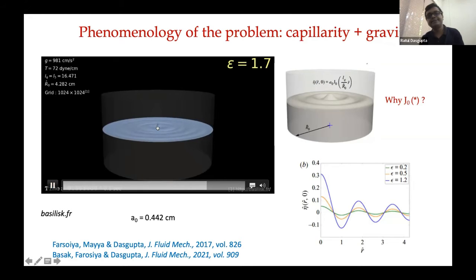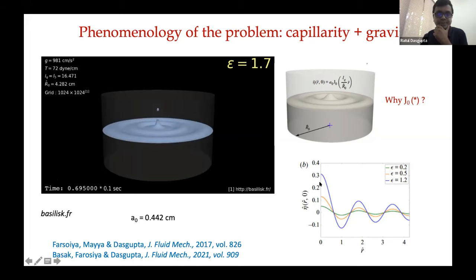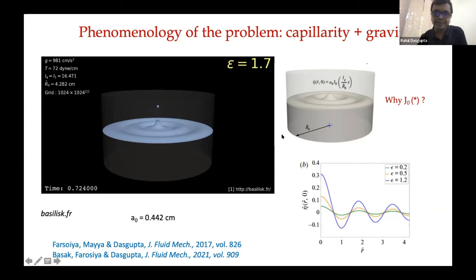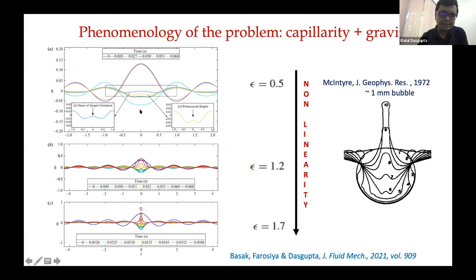So you can see that this jet shoots up in the center. It actually rises to a height which is quite a bit more than the maximum height of the initial perturbation. And then, if the epsilon is sufficiently large, it can also start ejecting drops from its tip. Okay, so that is the phenomenology of the problem that we want to study and understand. Now, I'm just going to explain, as we increase epsilon, what is seen in our simulation.